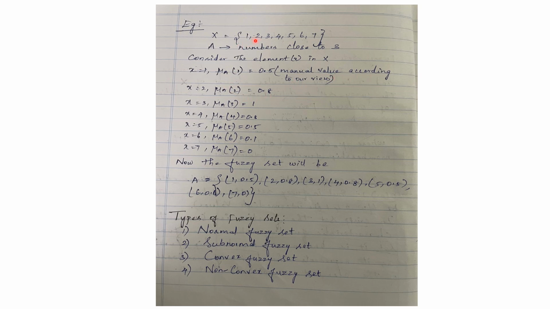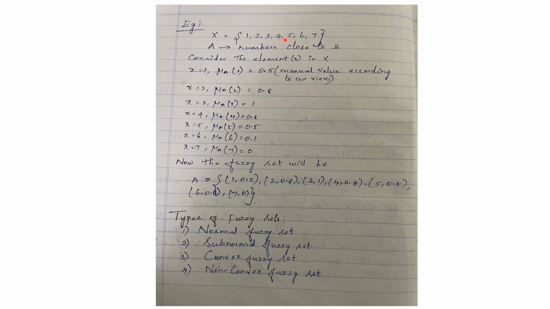Now the second element: small x equal to 2. So mu A of 2 equal to 0.8. Again, this is a human-set value only. Why it is 0.8 is because it is very close to 3. It is the closest element to 3. So the value will be 0.8. Next, small x equal to 3. Here the membership value of 3 will be 1, because we have to find which elements are close to 3. So the exact same value 3 is fully satisfied. So that is equal to 1.